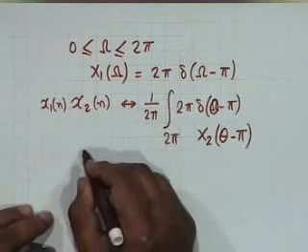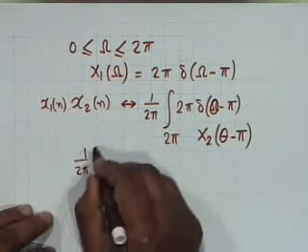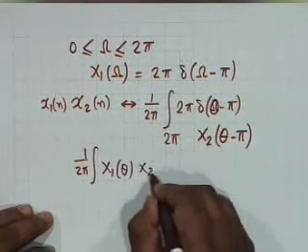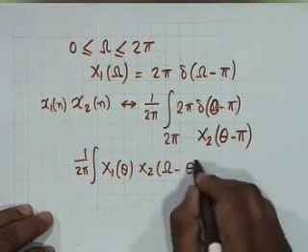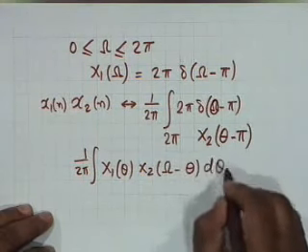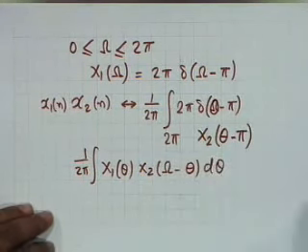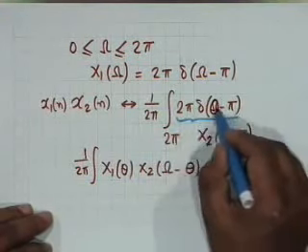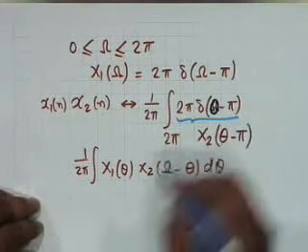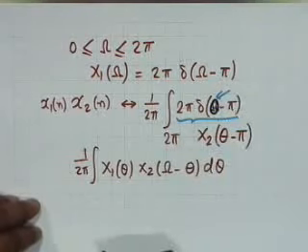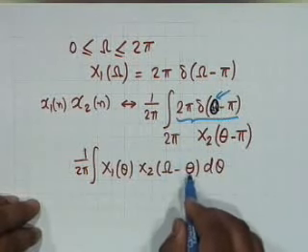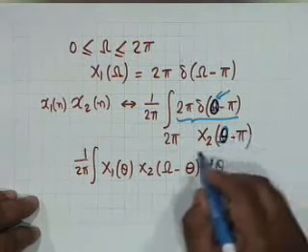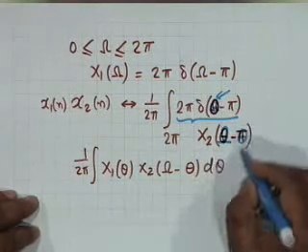Let's recall our integral. It is 1 over 2 pi integral x1 of theta x2 of omega minus theta d theta. All right. So how do we modify our? This is x1 of theta, and therefore it would be delta of theta minus pi. Agreed? X1 of theta. Then x2 of omega minus theta. So we simply write omega minus theta.